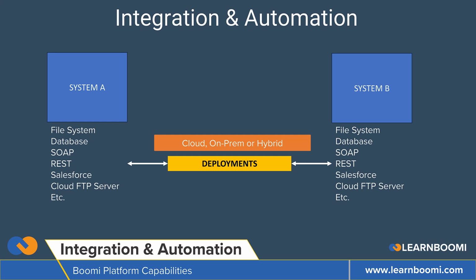Then you have the hybrid deployment. So hybrid deployments combine the strength of both cloud and on-prem. For example, you want to fetch data from an internal database using an on-prem runtime and send data to a cloud system using a cloud API. And also to handle security and performance by distributing the work.